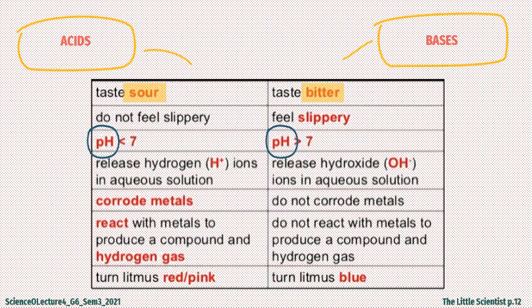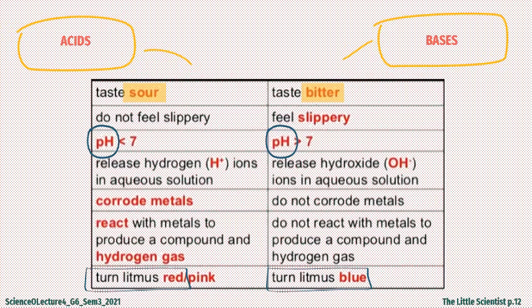Let's go back to this table comparing acids to bases. We said acidic solutions have a pH lower than 7, but basic solutions have a pH greater than 7. Acids turn the litmus paper red, while bases turn the litmus paper blue. What is the litmus paper?